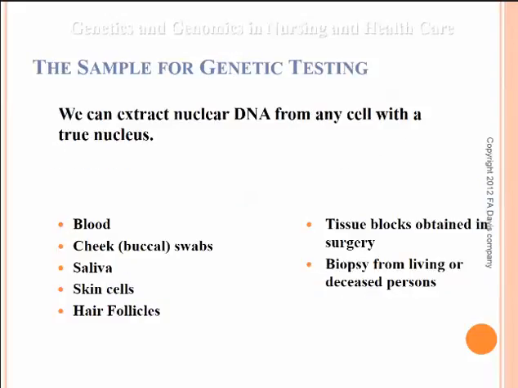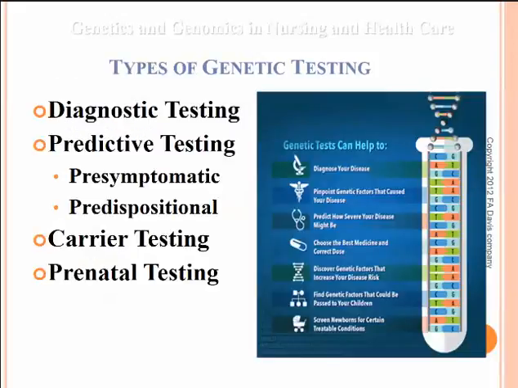All right, so the samples for genetic testing can vary. Anything that you can extract DNA from or from any cell with a true nucleus is a candidate sample for genetic testing. Blood, cheek swabs, saliva, skin cells, hair follicles, tissues, biopsies, any of those things can be used in genetic testing. Here's an overview of the types of genetic testing, and we'll go in depth on each one of these a little more.